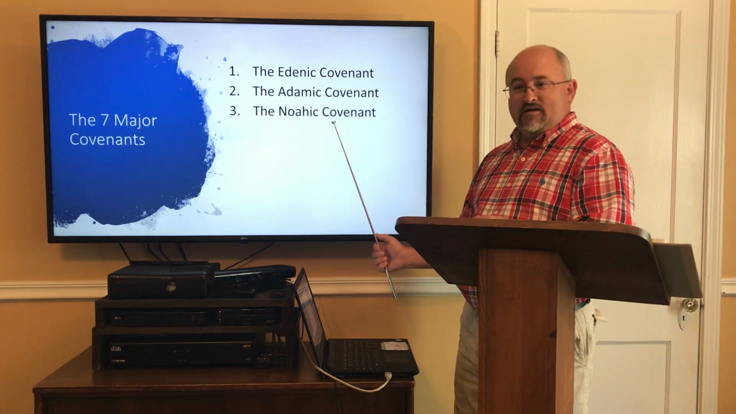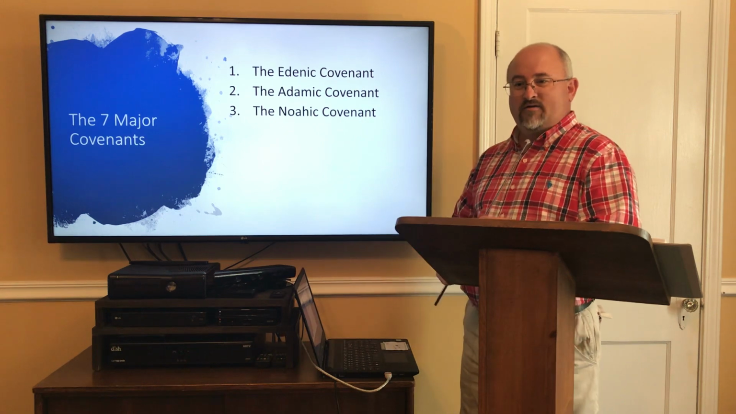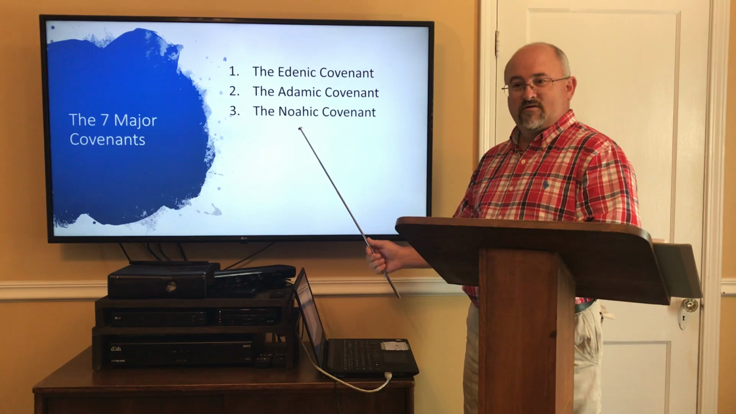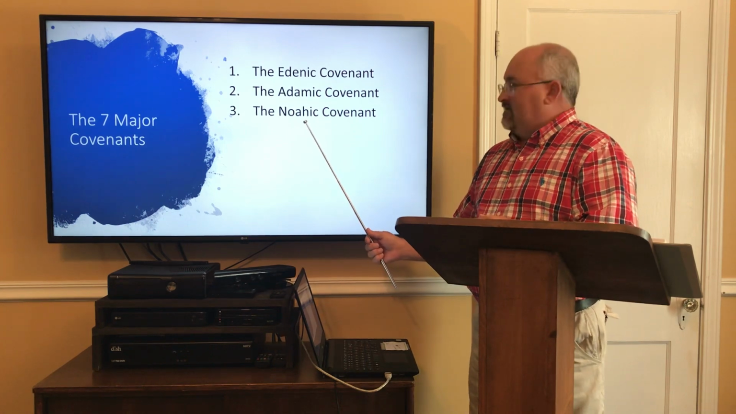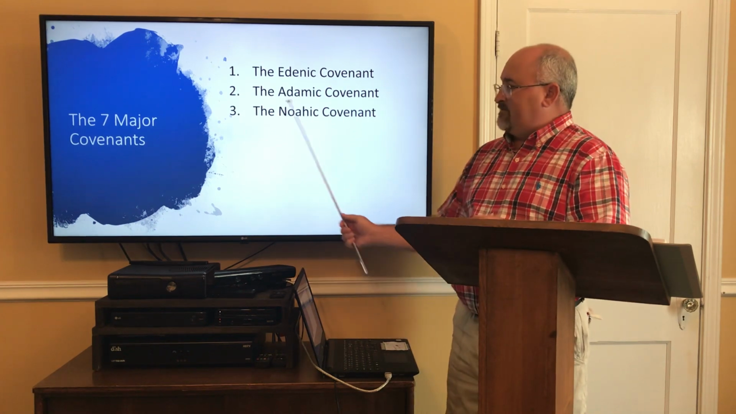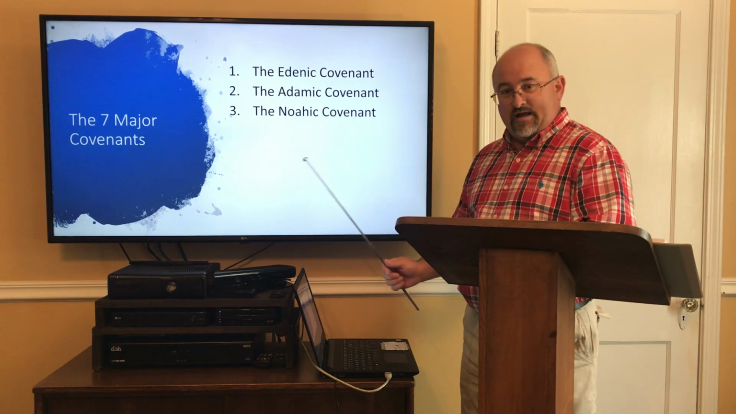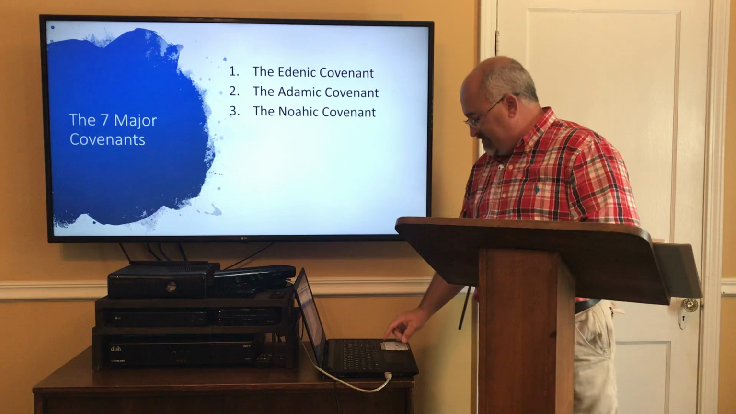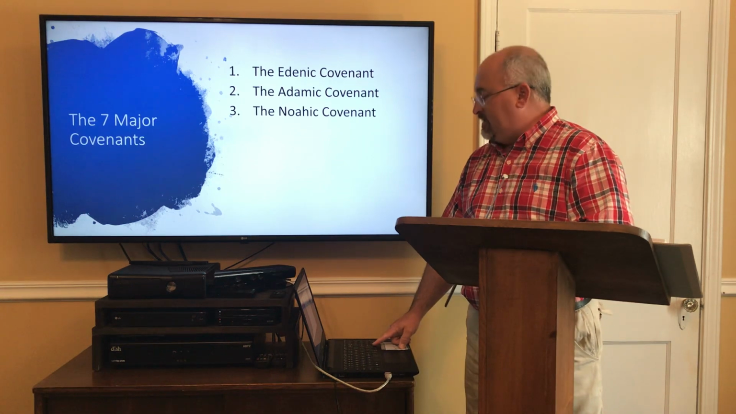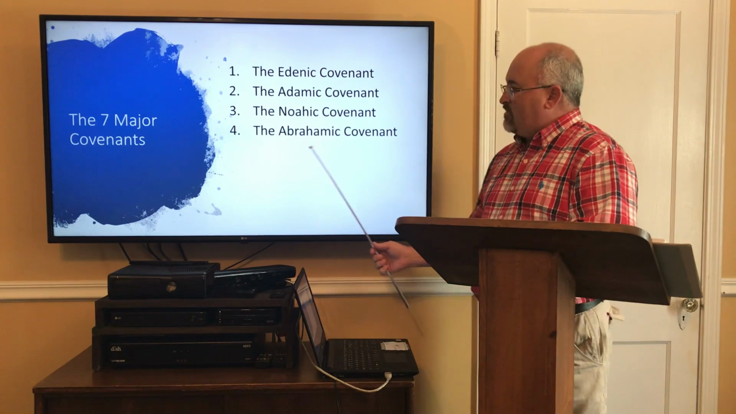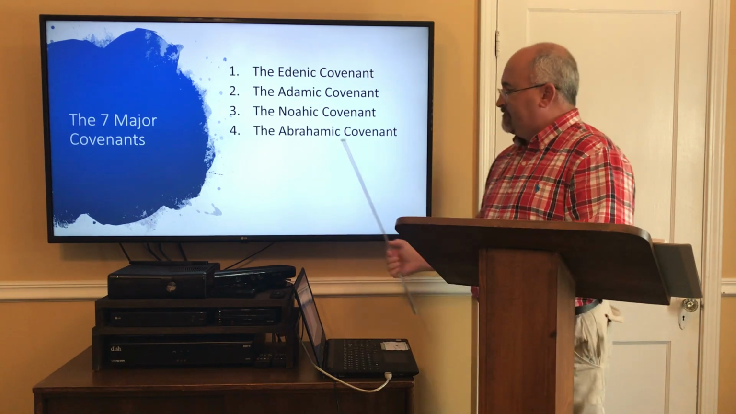The Noahic covenant. What did that talk about? That's when God promised that if Noah would build an ark, that he would save his family. Noah found favor in God's eyes, and God made a covenant with Noah to start over the human race through him and his children. And God told Noah to build an ark. Very good.